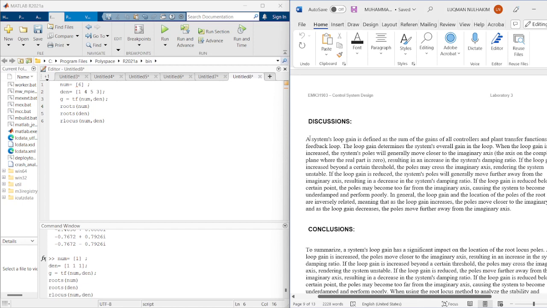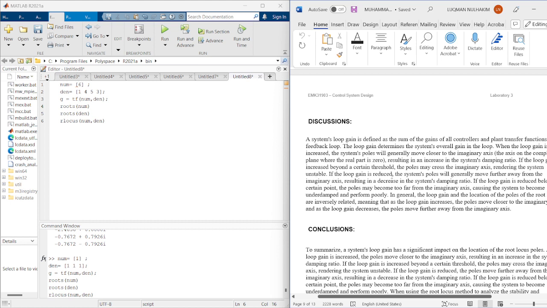So for the discussion of the experiment, the system loop gain is defined as the sum of the gain, control, and plant transfer function in the feedback loop. So this loop gain determines the system's overall gain in the loop. When the loop gain increases, the system poles will generally move closer to the imaginary axis, the axis of the complex plane where the real part is 0, resulting in an increase in the system damping ratio. If the loop gain increases beyond a certain threshold, the pole may cross the imaginary axis, rendering the system unstable.